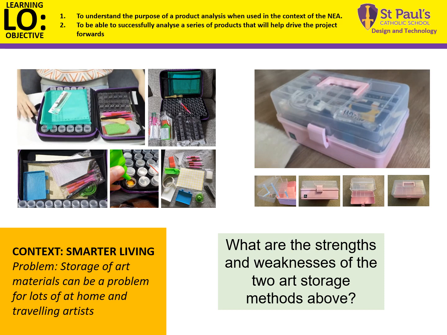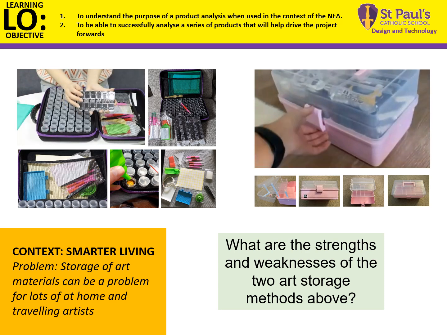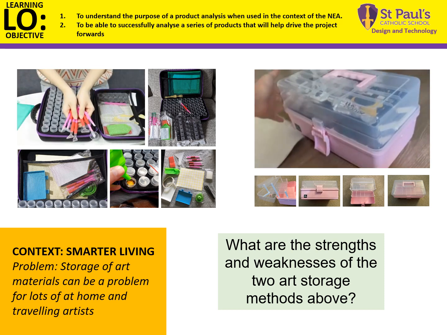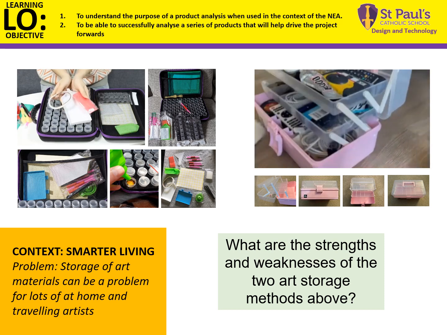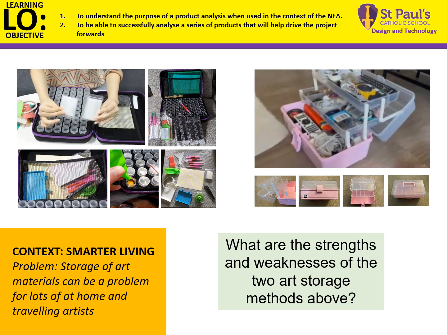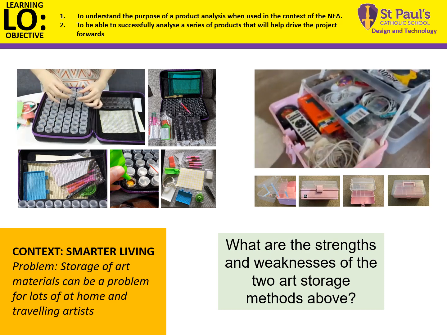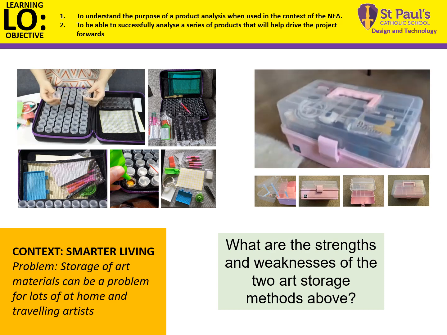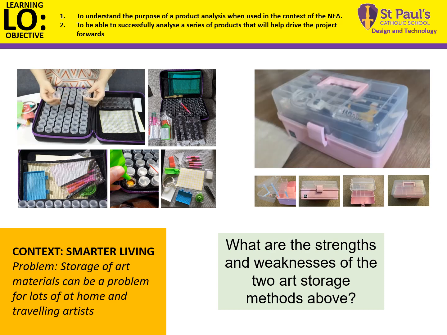So on the screen here, you can see a couple of different products. One of them is a storage case for smaller amounts of art materials, and the second is a storage box with trays that open and display themselves so we can access them all. If you recall, my context is smarter living and the storage of art materials, which can be a problem for lots of at-home and travelling artists.